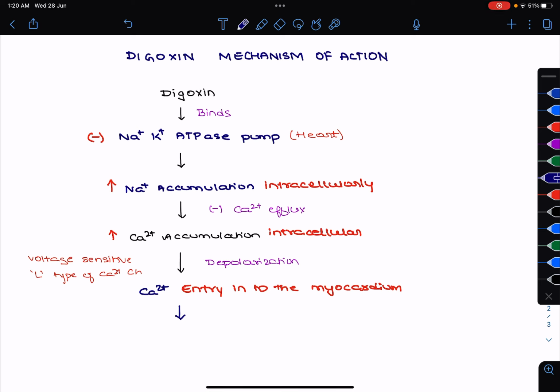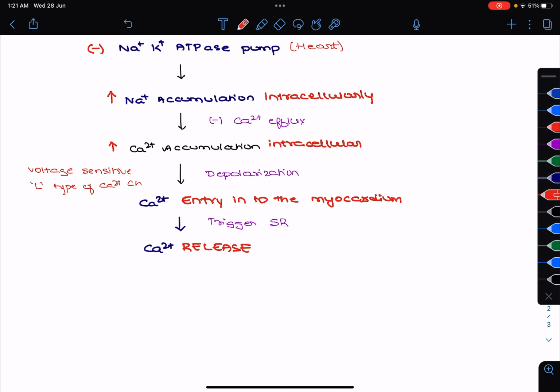In turn, this will trigger the sarcoplasmic reticulum for calcium release. So once the calcium is released, where is it released? In the cytoplasm.